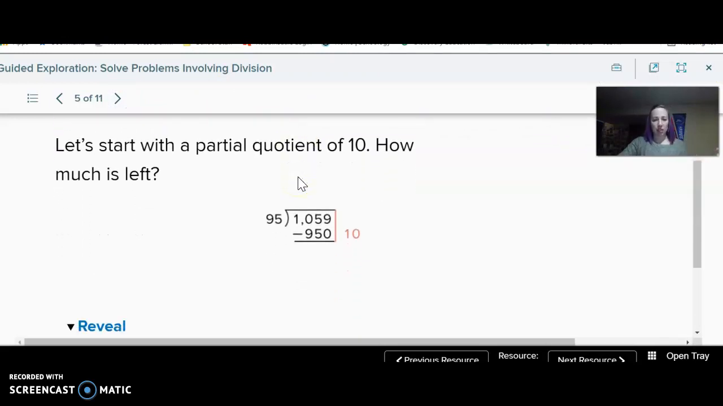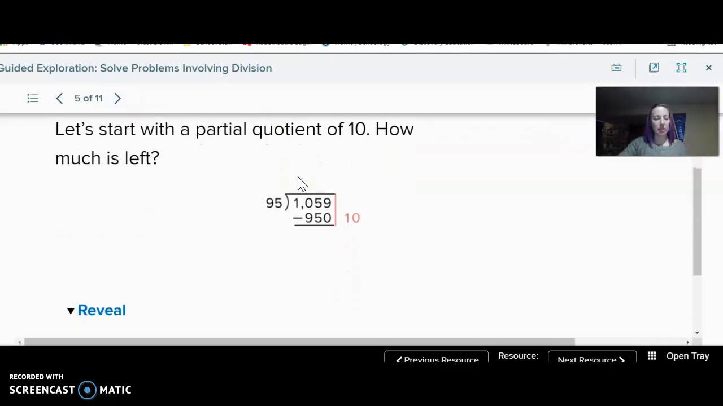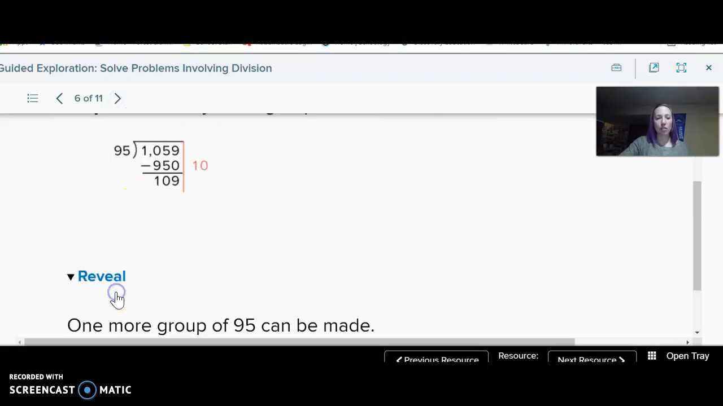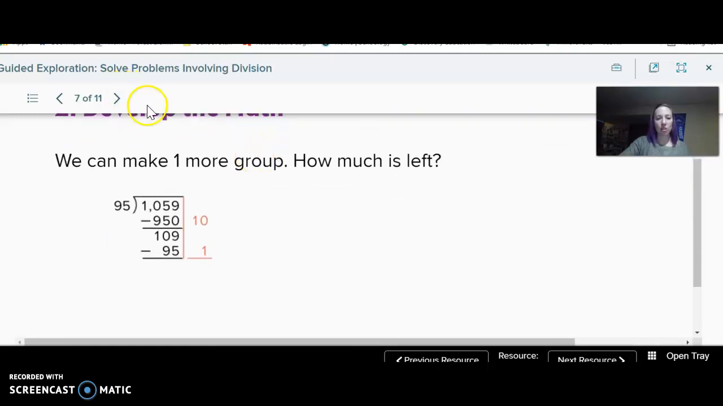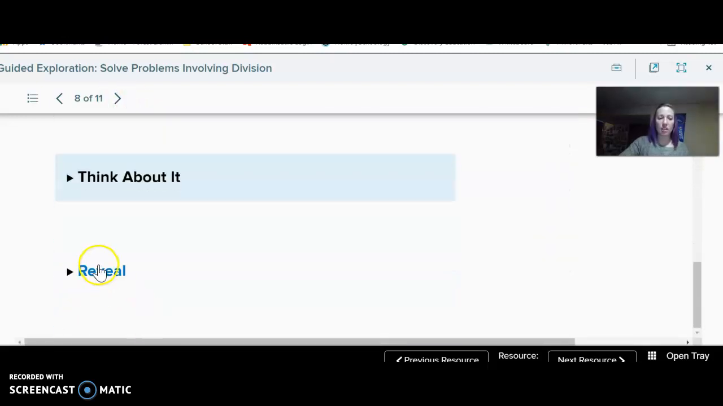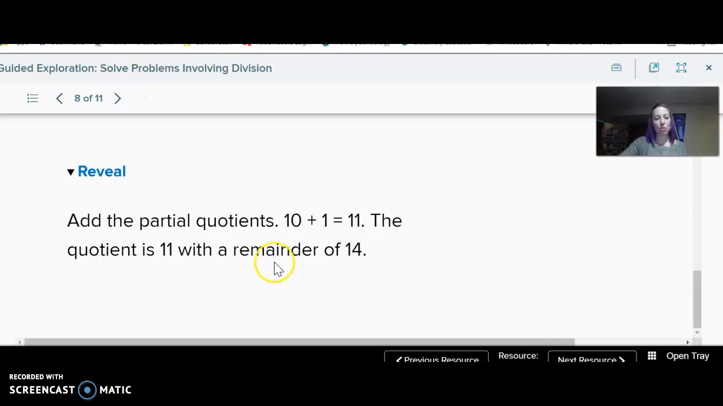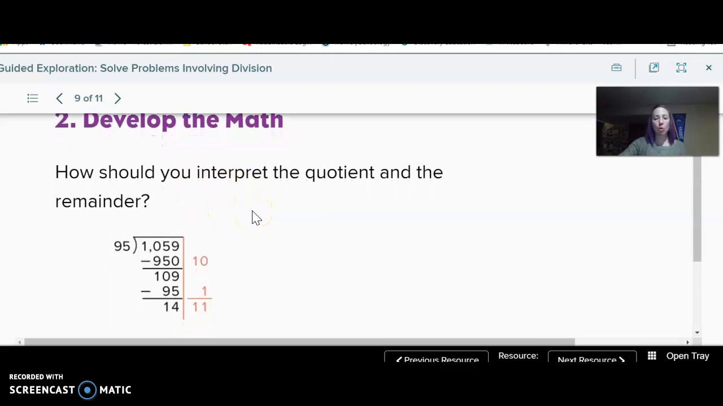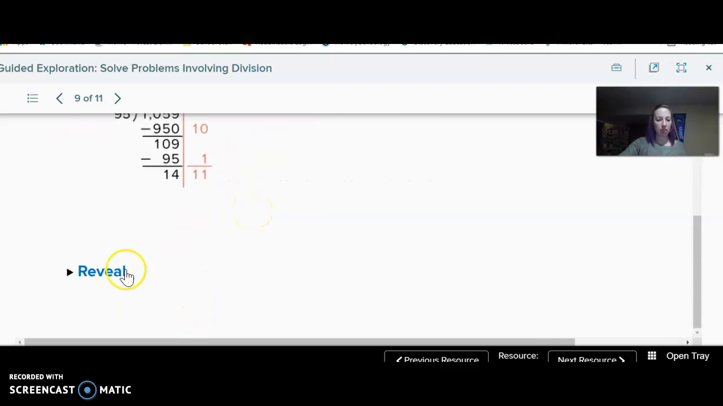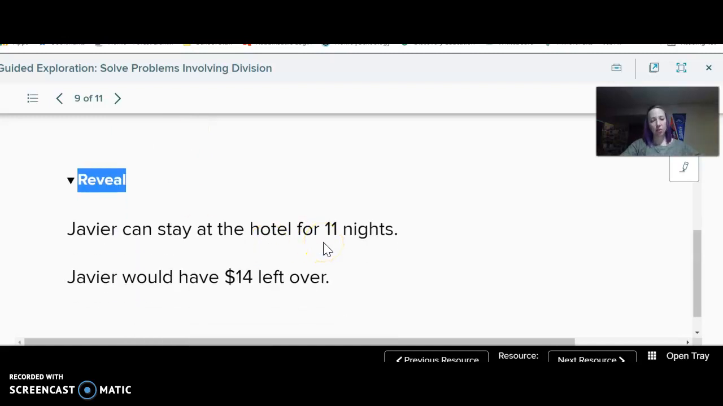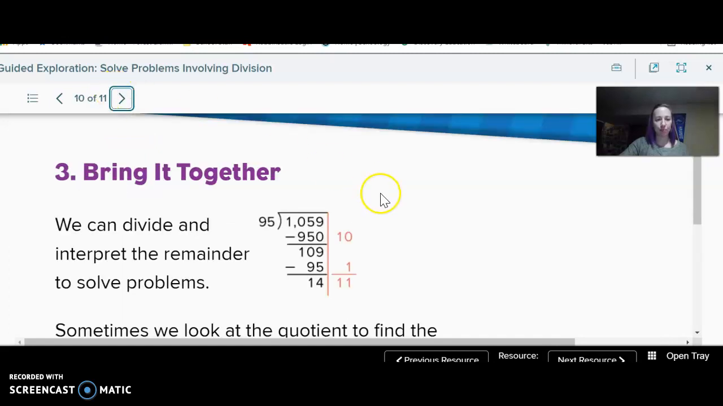I'll just show you the steps again in case you missed that. Because sometimes it's helpful to see it, not just hear what I'm saying. So we know there's 109 left. We fit another group. We have 14, which I did. Okay, so the quotient is 11 with a remainder of 14. So again, we're interpreting the quotient. We're figuring out what it means. Yep, so he can stay for 11 nights. He would have $14 left over.